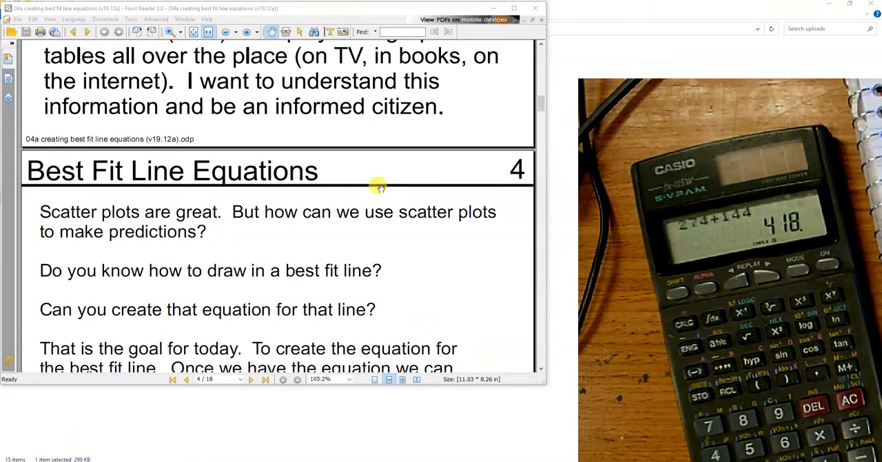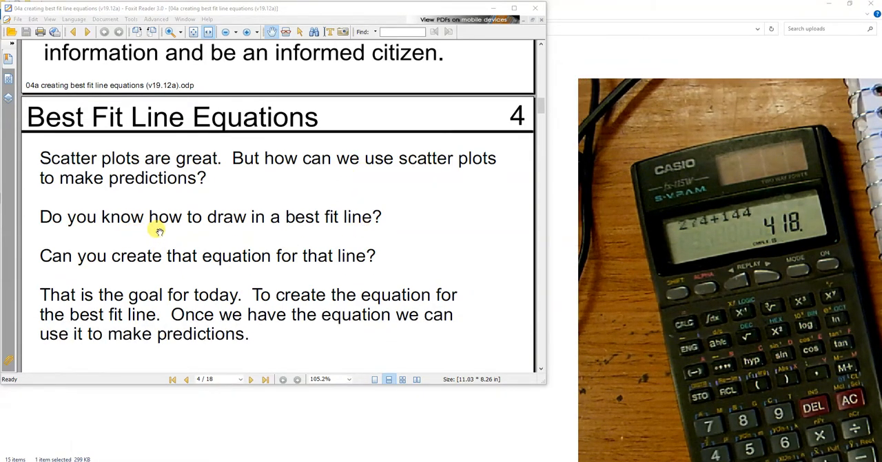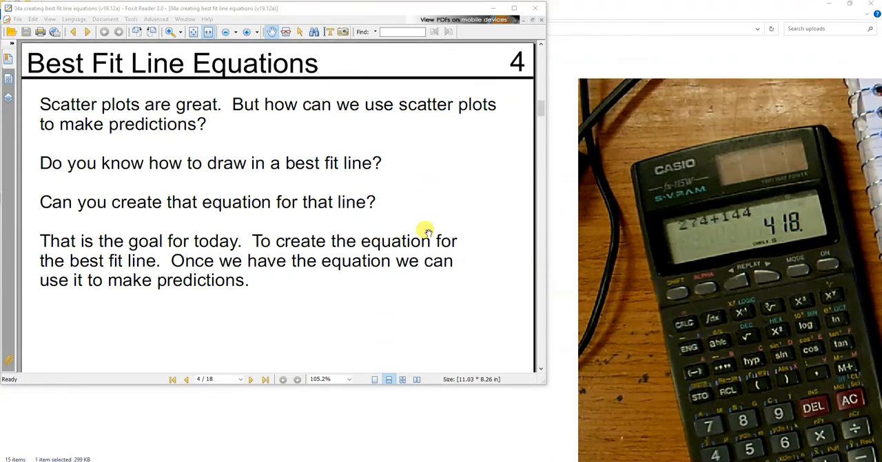Scatter plots are great, but how can we use scatter plots to actually make predictions? Do you know how to draw in a best fit line? You do. Can you create that equation for a line? Well, you will. Today, that's the goal, to create the equation for a best fit line. Once we have the equation, we can use it to make predictions.